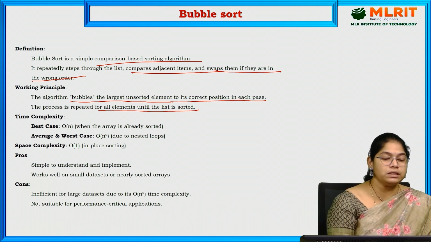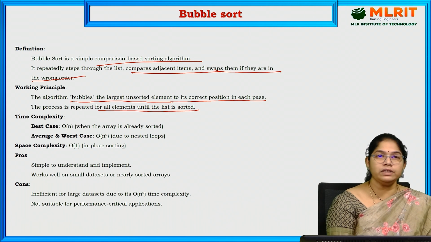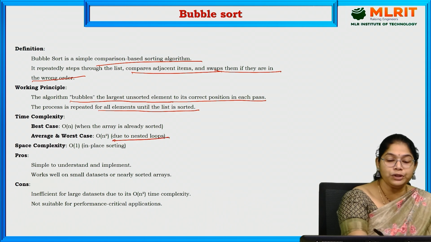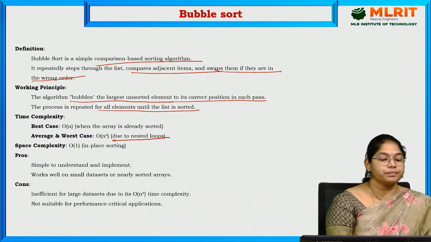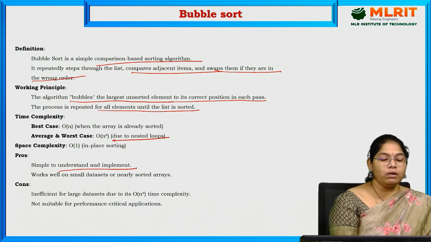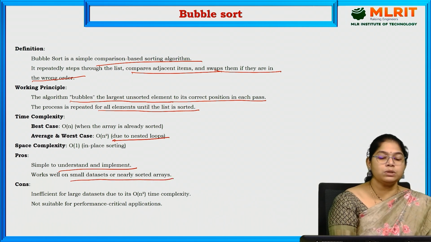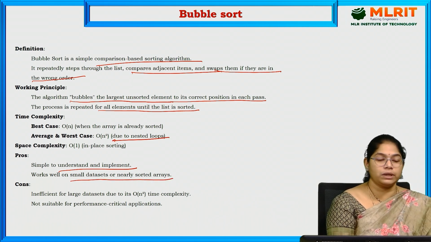Time complexity: the best case is order of n, and the worst and average cases of this sorting technique are order of n square due to the nested loop. In this case, we have to use a nested loop. Then space complexity of this is order of 1. Then pros: it is simple to understand and implement. It works well on small data sets or nearly sorted data.